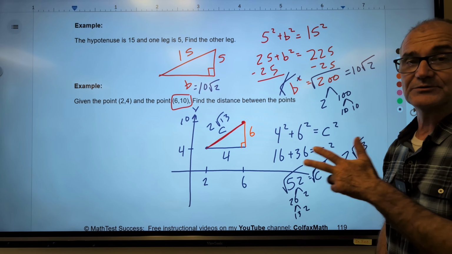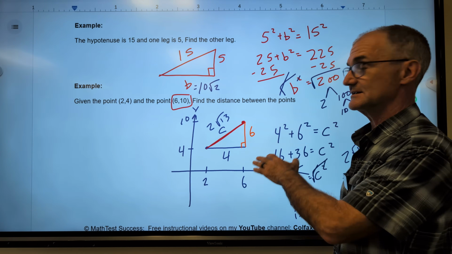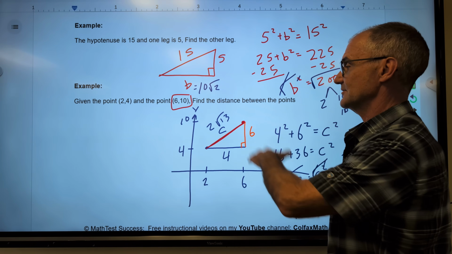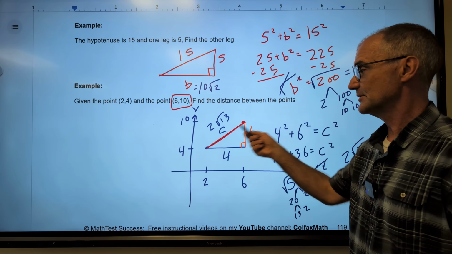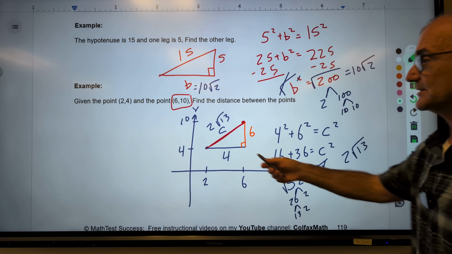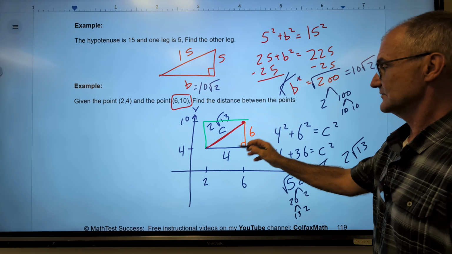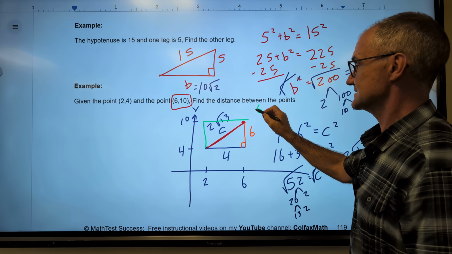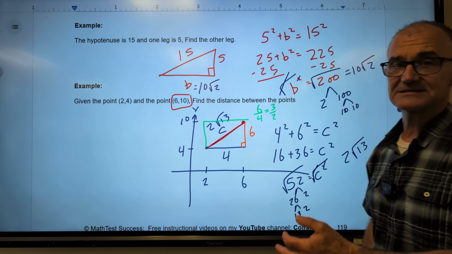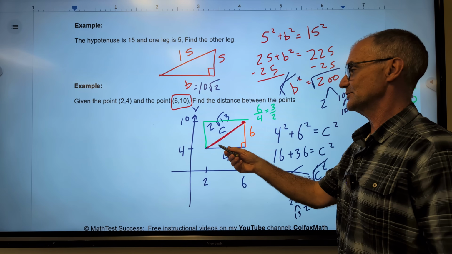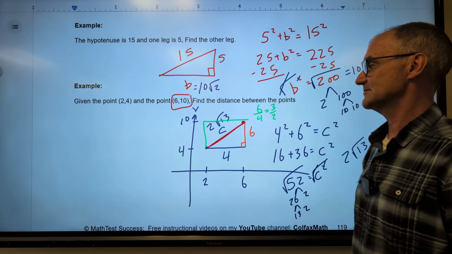So we've gone over 3 big ideas. First idea is graphing on the Cartesian coordinate plane, ordered pairs, connecting those with lines or segments, our 4 quadrants, working in positive and negative. Our second idea is finding the slope of that line. The slope of the line is rise 6 over run 4. So the slope of that line is 6/4 or 3/2. And then the third idea is the distance between points. And that distance, using the Pythagorean theorem, is 2√13.